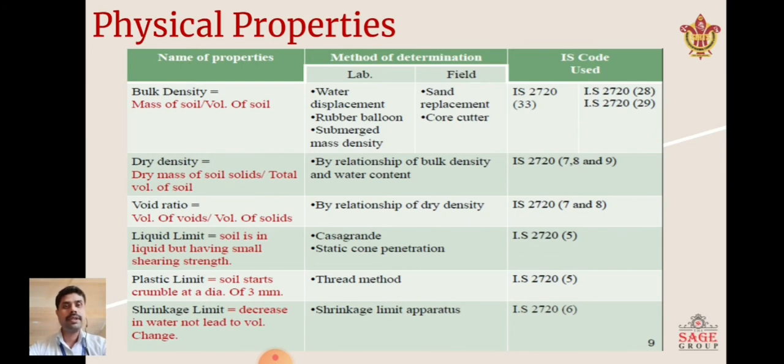The next property is the shrinkage limit, which is the point where a decrease in water no longer leads to a volume change. The shrinkage limit is determined by the shrinkage limit apparatus.